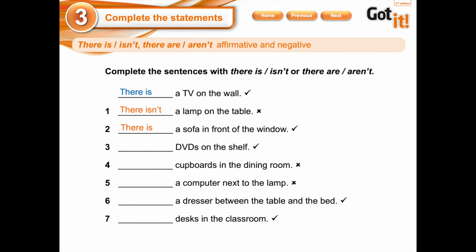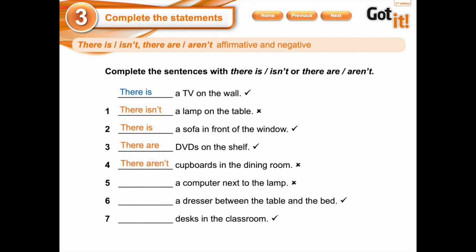Let's go with number 3. It says DVDs on the shelf. It is positive, and you have a plural noun. So in this case, you're going to use there are. Good. Let's go with number 4. It says cupboards. It's not only one, and for that reason it could be there are or there aren't. But in this case, you have a cross. So there aren't.